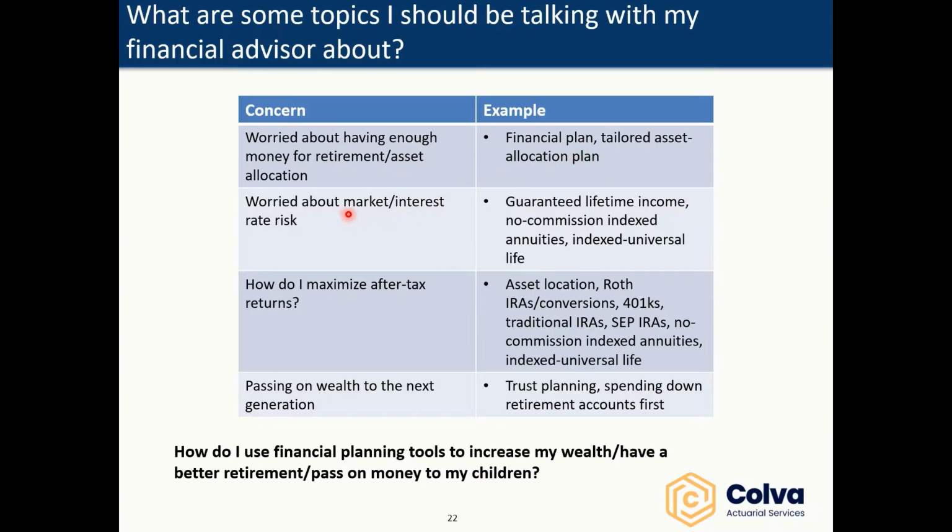If you're worried about market or interest rate risk, we talked about how yields are low right now, but if interest rates or credit rates rise, you lose principal on your bond funds. If the stock market crashes, you'll also take losses. So hopefully they're comprehensive and can talk to you about guaranteed lifetime income, no-commission indexed annuities, and indexed universal life as it applies, right? These are ways of protecting your principal, especially in a low-yield environment. These are some of the more technical strategies we work on with the financial advising community.